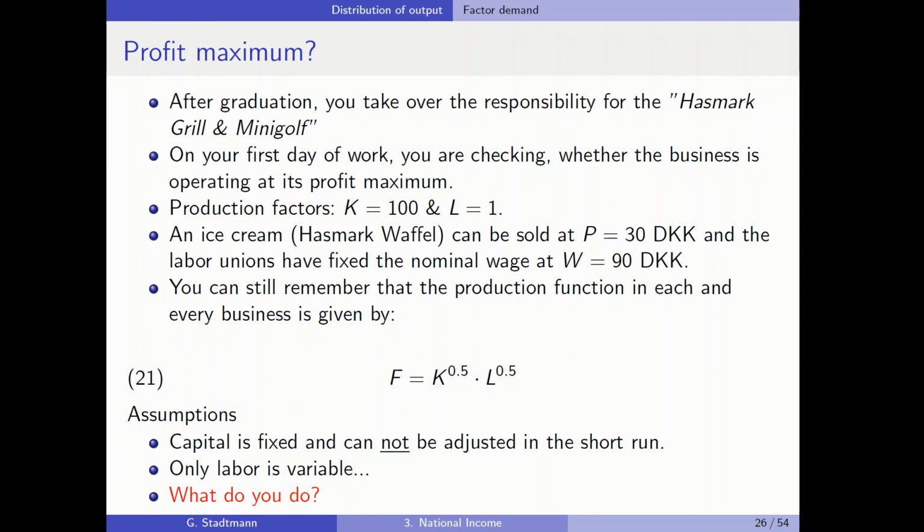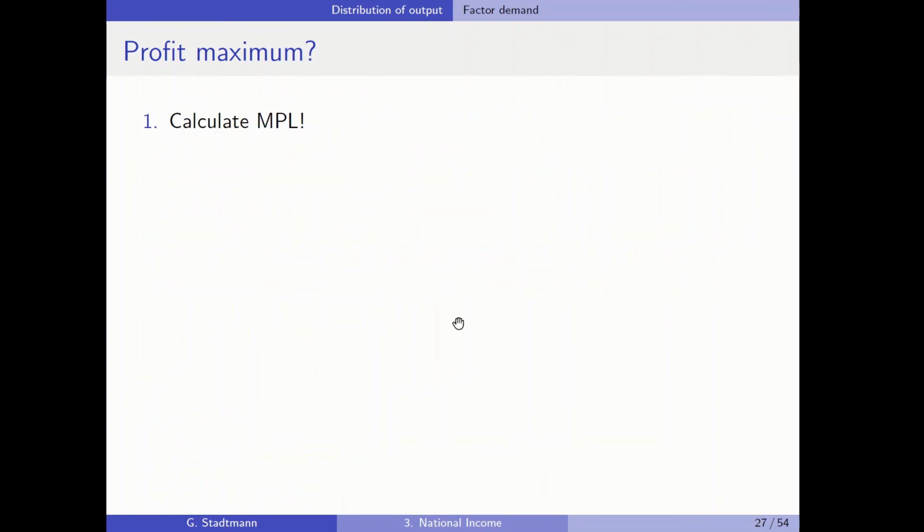Is the amount of labor equal to 1? Is that appropriate? Should you hire more labor? Or should you put the existing worker on a reduced contract and let him work only 50% of the hours? Let's check. In a first step, of course, it's very important to calculate the marginal productivity of labor. Let's do so.